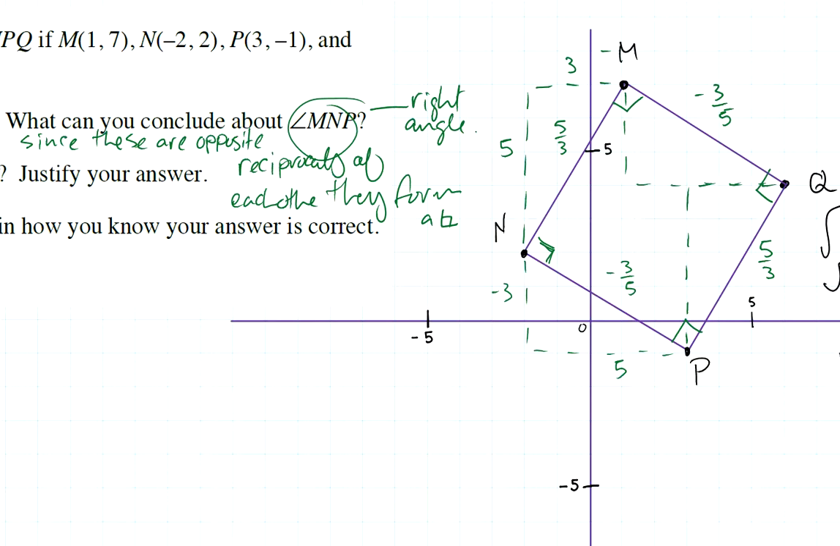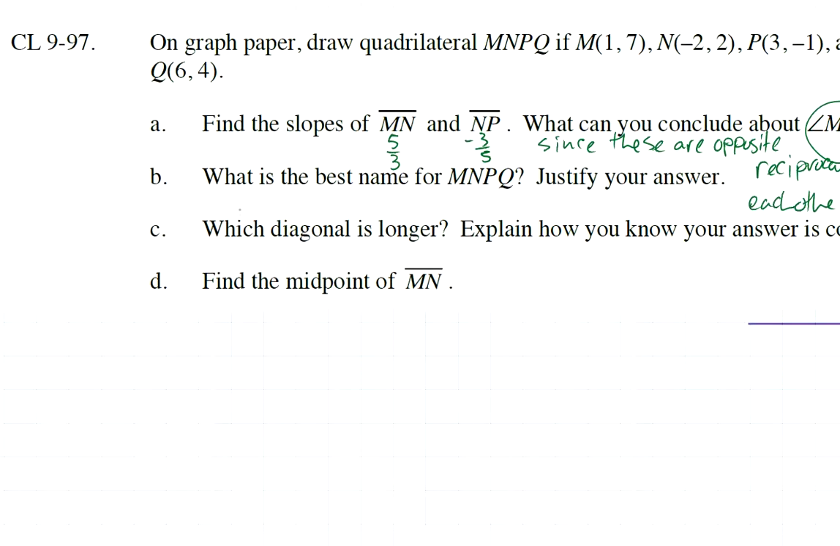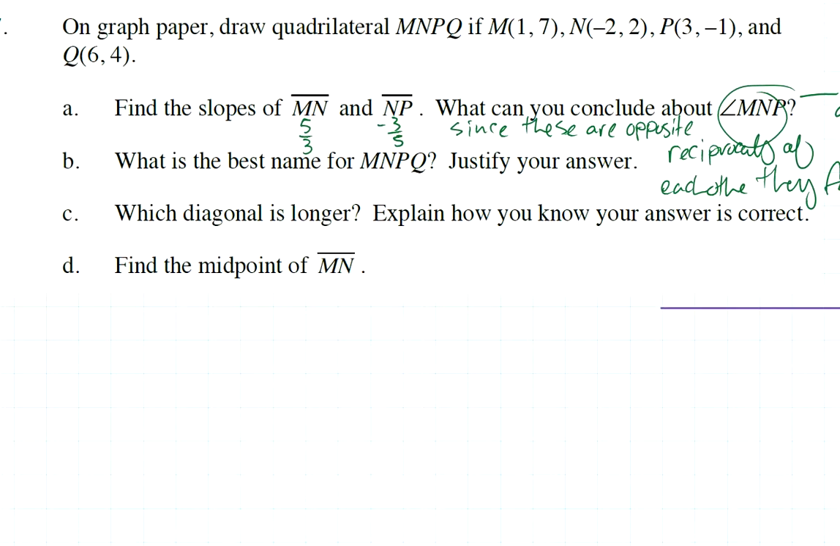Every single side is the square root of 34. And since they're all square root of 34, they're congruent to each other. So I would say that I've got here a quadrilateral that is a parallelogram that has 4 right angles. Okay, so that means it could be a rectangle.